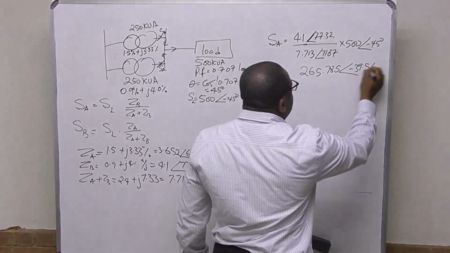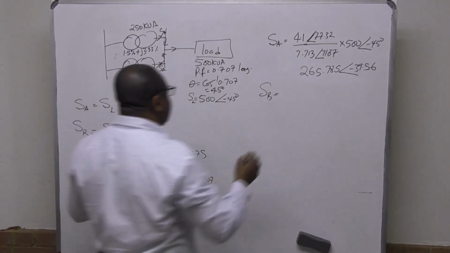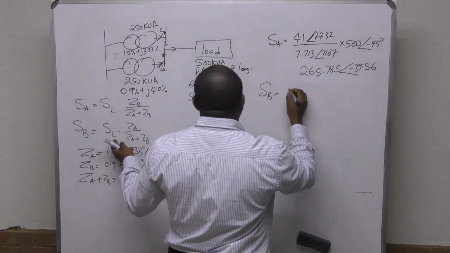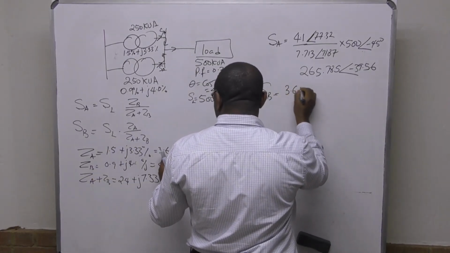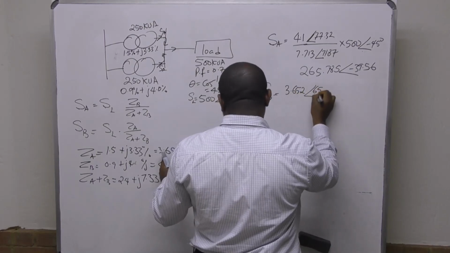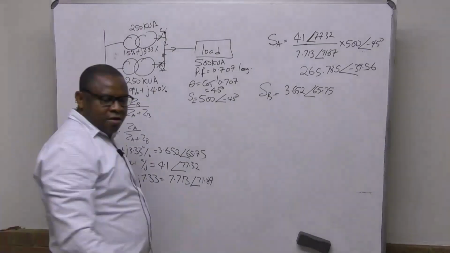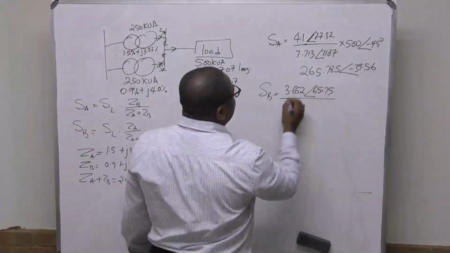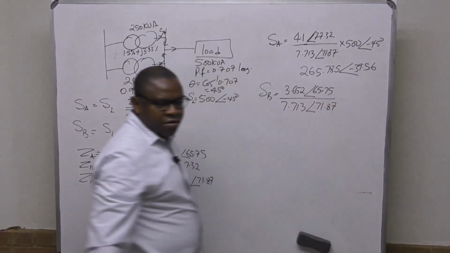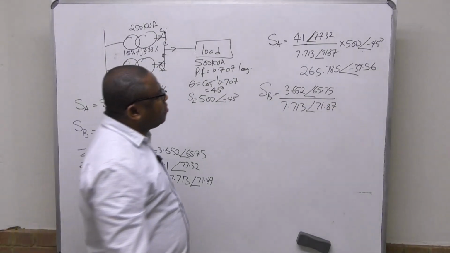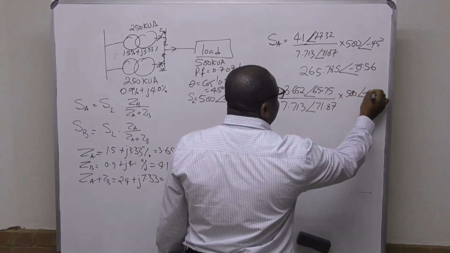All right. Then you do the same thing for SB. So we have SB, which is ZA, and ZA is 3.652 with an angle of 65.75. Then divide by 7.713 with an angle of 71.87. Then you multiply it by 500 with an angle of minus 45.